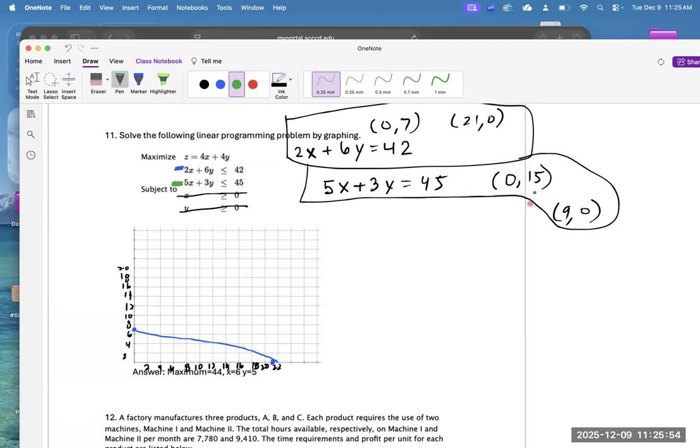Now I'm going to choose green and I'm going to graph my second line. I start by doing 0, 15. So that's nothing on the x and 15 up on the y. So that's like right here. Then 9, 0. So it's like right here. It's 9 over and nothing up. So here we go.